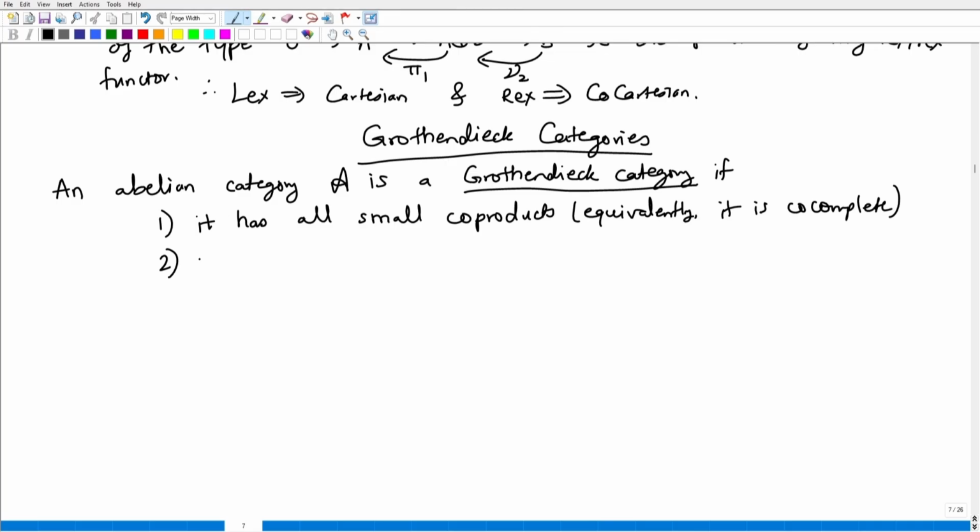But we are not going to write that all directed co-limits commute with finite limits. We are going to write that a directed co-limit of short exact sequences, I mean exact sequences that we wrote, it's also called short exact sequence, is again short exact.